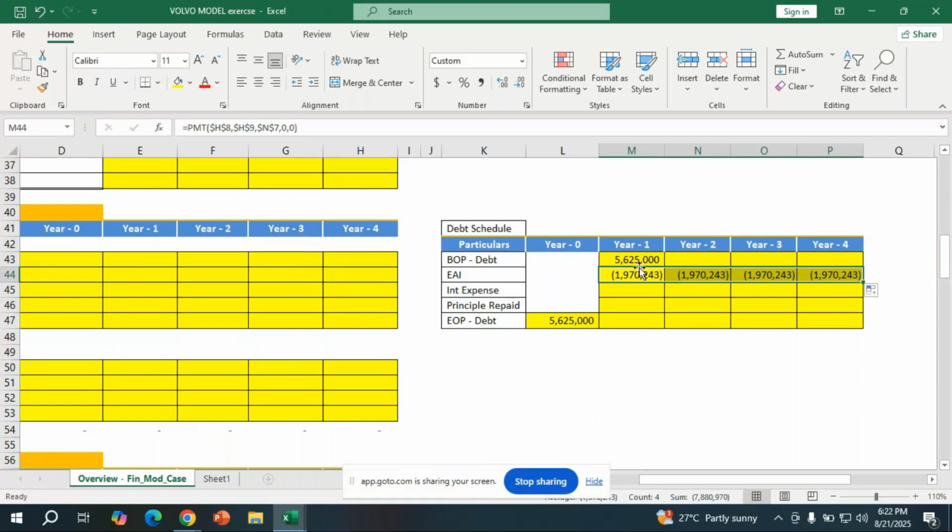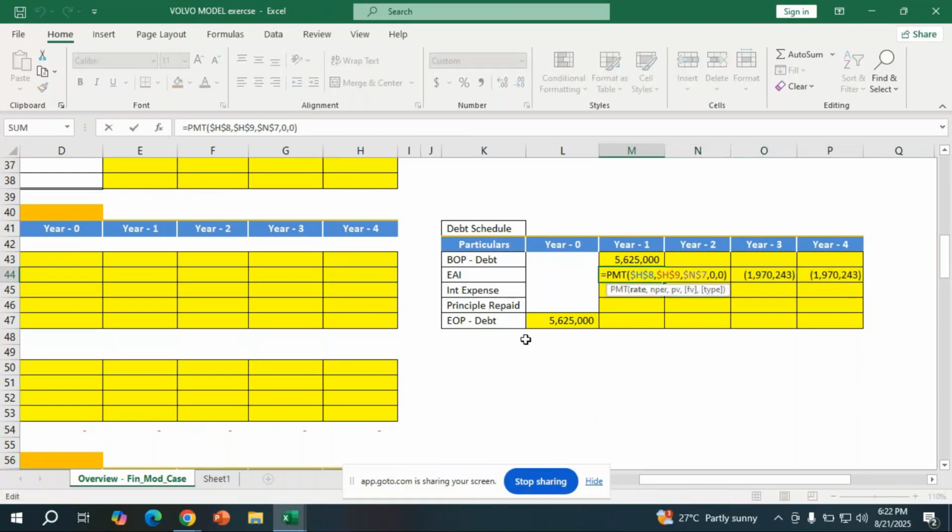Okay, so just double click on the cell of EAI. You can just see this and complete your calculations. Then I'll move forward. So I've left it as it is. So you can just observe this and do the calculation of the EAI and drag it for all the 4 years. Please do it.